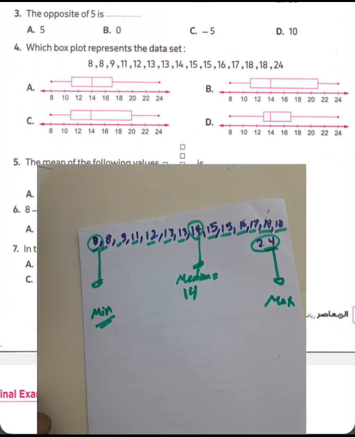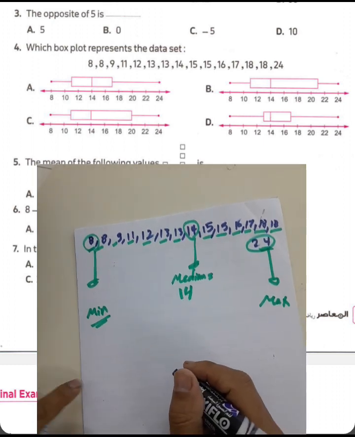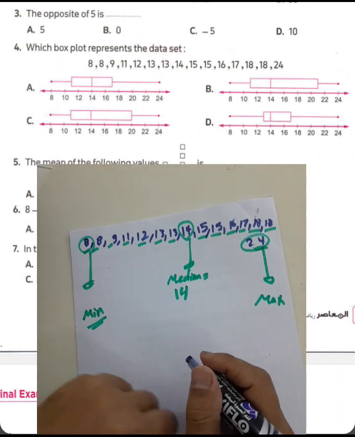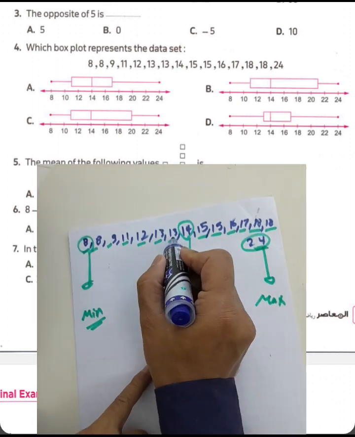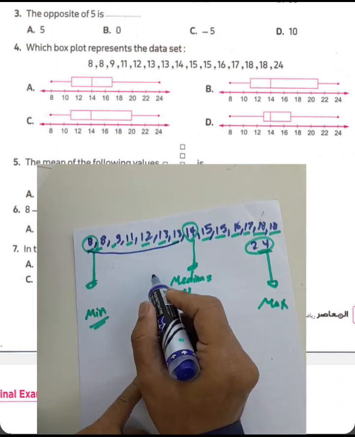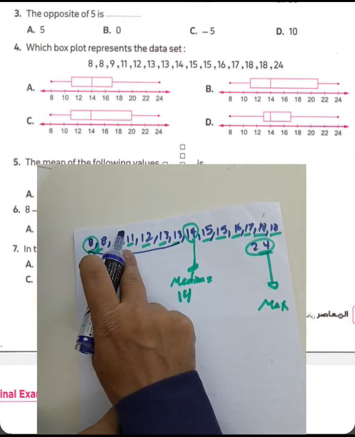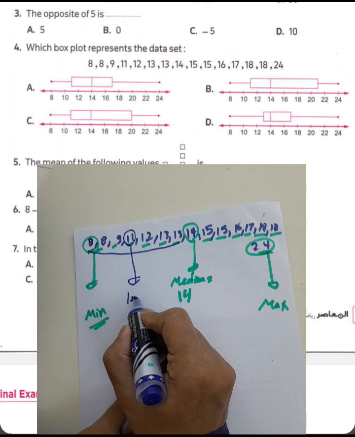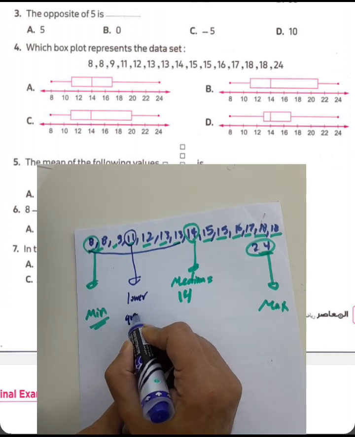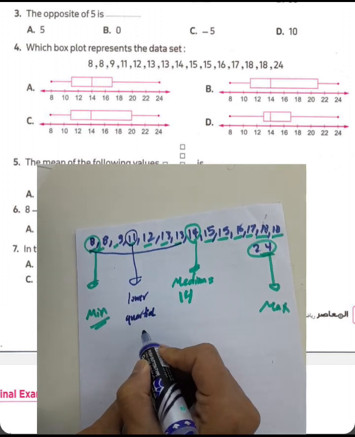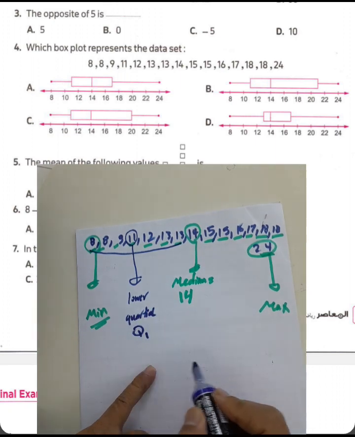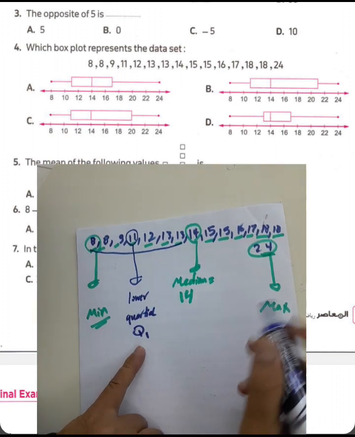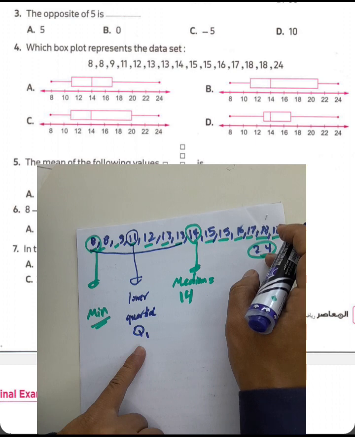Okay, now we will find what? We will find quartile 1 and quartile 3. Okay, from this part here, we can find 11. 11 lies in the median, so 11 will be the lower quartile. Okay, we called it Q1. And from here, from the median will be what?